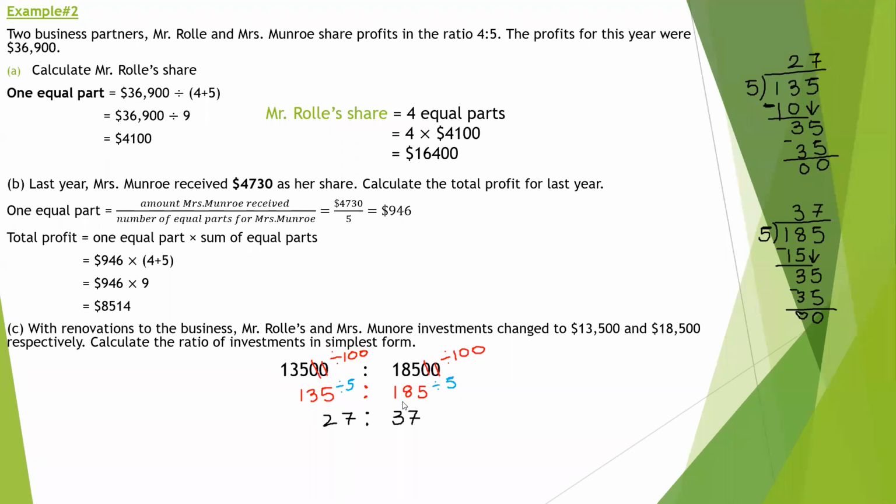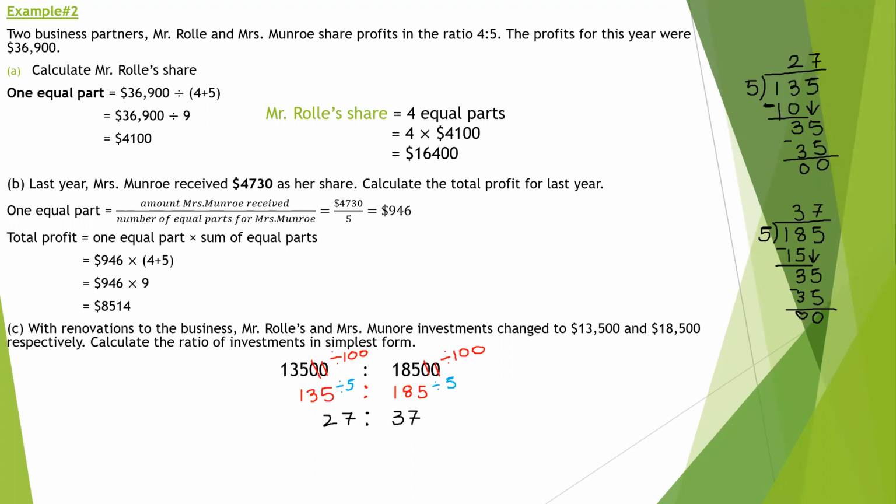And you have to find a number that both of them could be evenly divided by, which is 5, because both of them end in 5. Then you get 27 to 37 as your final ratio. Very good explanation, Shaya.